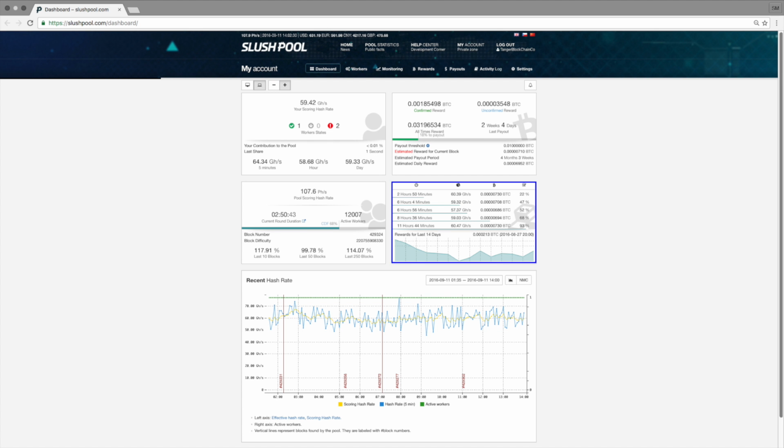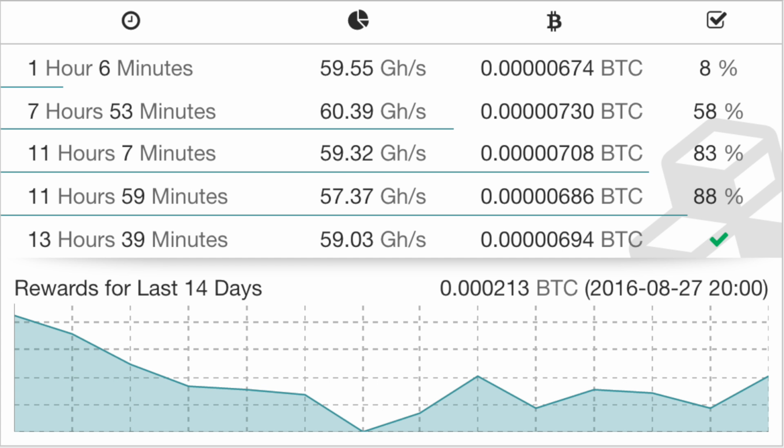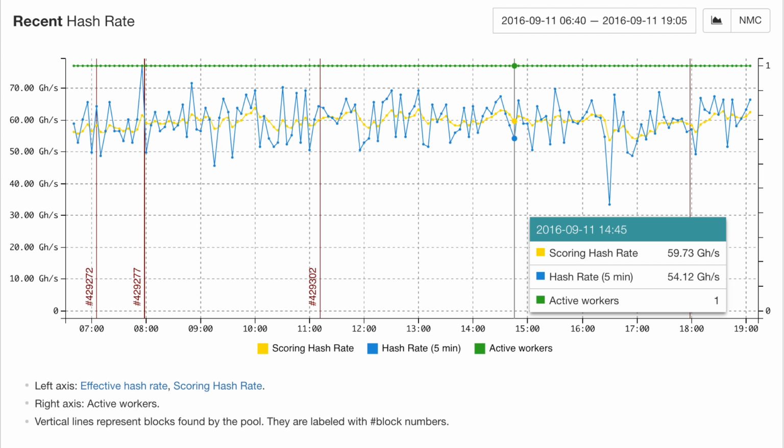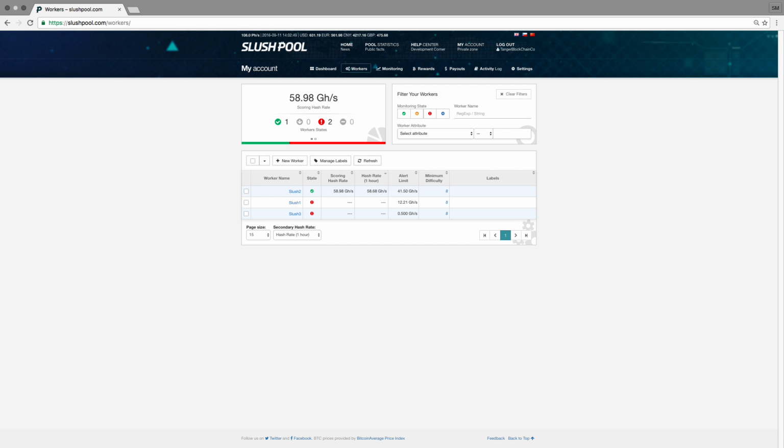On the widget below that, it shows you all of your recent rewards. Now, in the big widget on the bottom, it shows a time series graph of your hash rate from the past 12 hours. Now we've reached the workers tab.